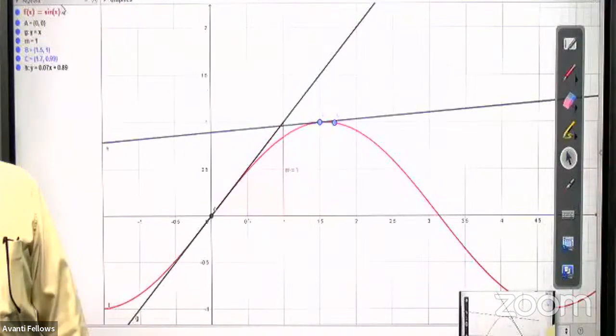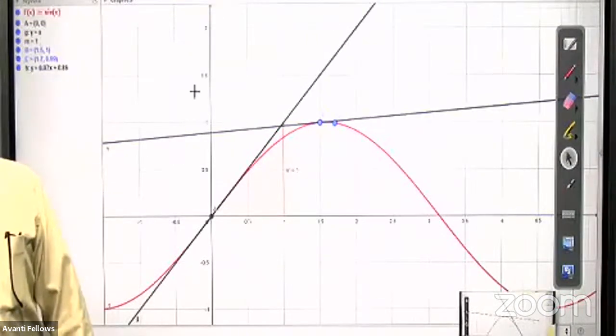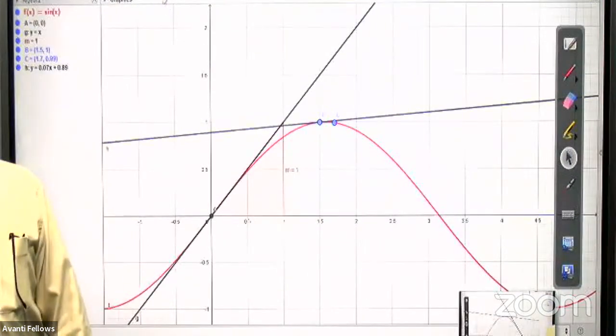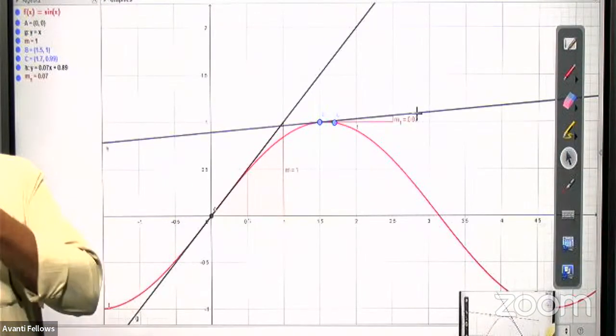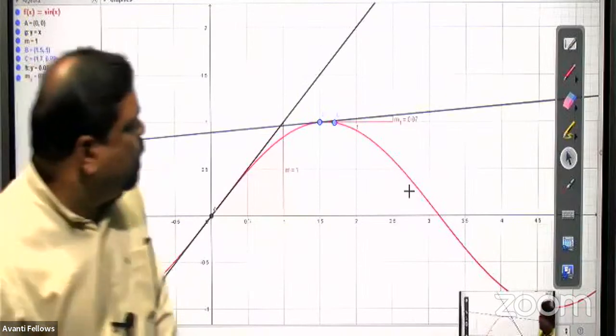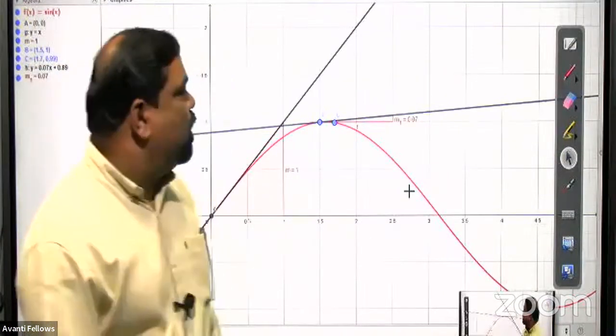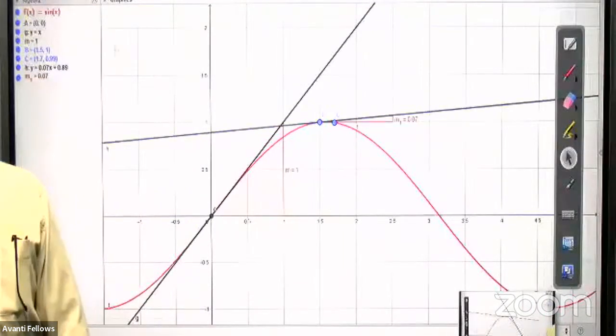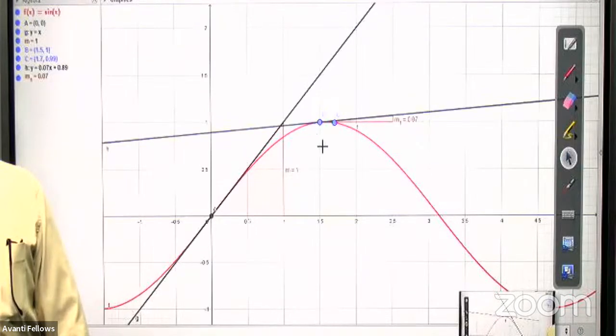Now you can see the tangent has appeared there. So this point is nearly maybe 1.5. At that point, you can see the tangent, and let us calculate the slope of the tangent at this point. The value is actually 0.07. So this is the derivative of the sine function at that particular point, nearly 1.5.